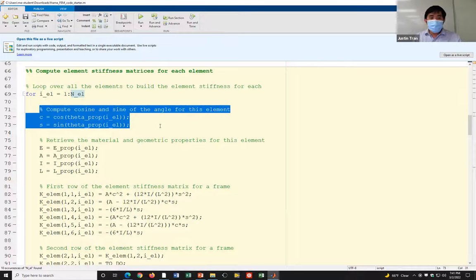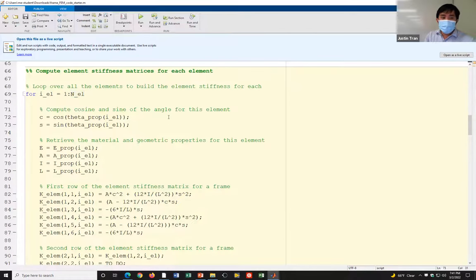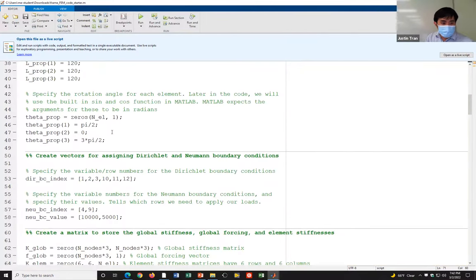All right, so let's look at this section first. And so line 71 through 73, okay? What I'm doing here is I'm computing the sine and cosine of this particular element, okay? And so remember, because we're using a loop, we're doing this element by element. And so once you enter the loop, you can think of this as we're only dealing with one element at a time, right? And so since we're only dealing with one element at a time, we need to compute what the sine and cosine of that angle is, okay?